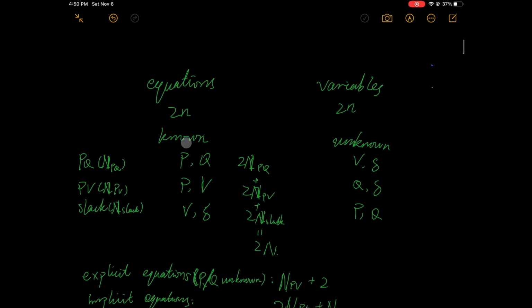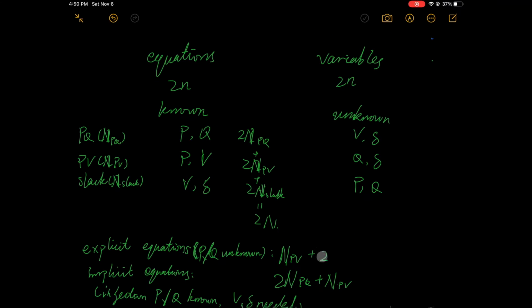P and Q equations in the slack node are also explicit equations. We just need to solve the implicit equations where injection P and Q are known to get U and delta values. Then substitute these values into explicit equations.